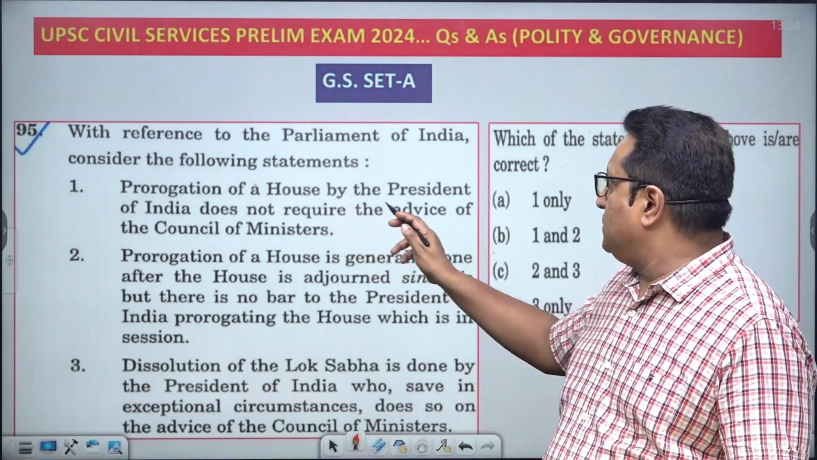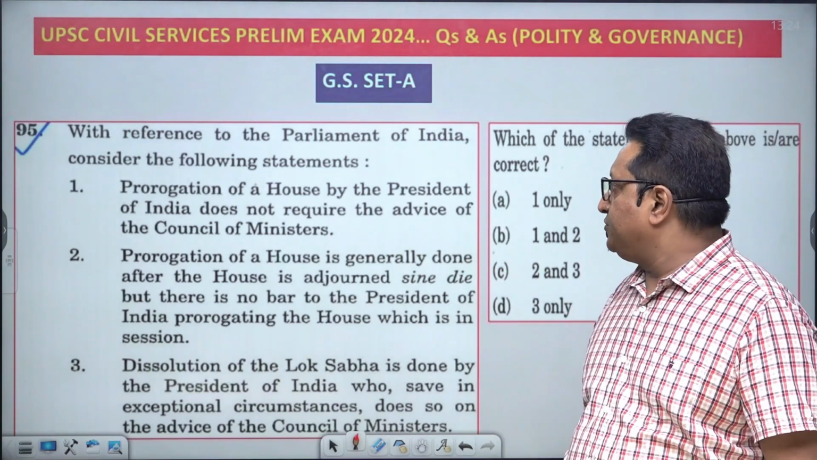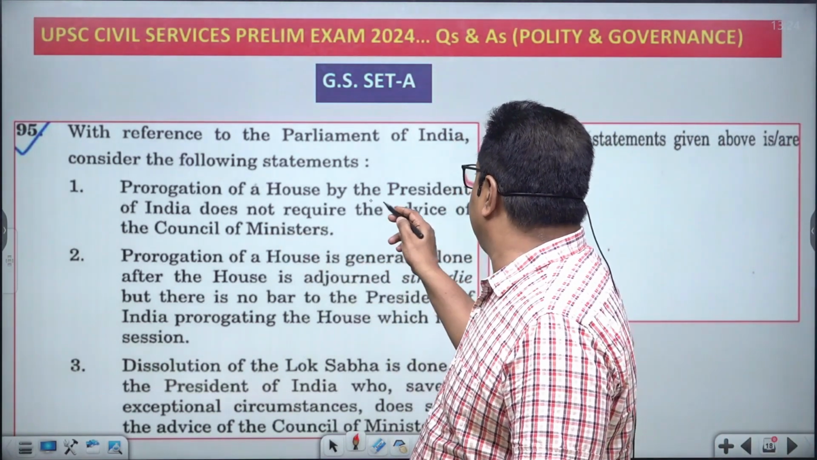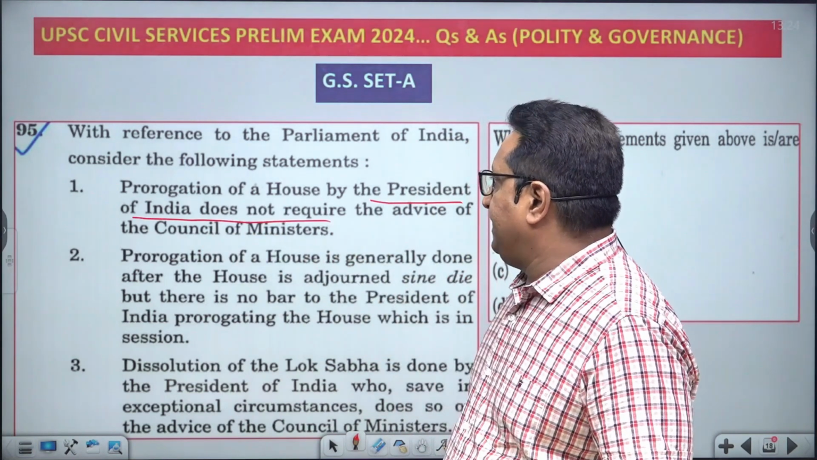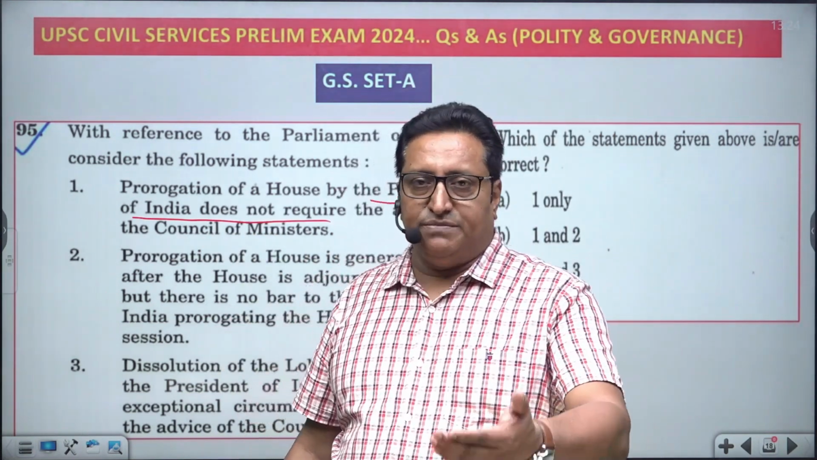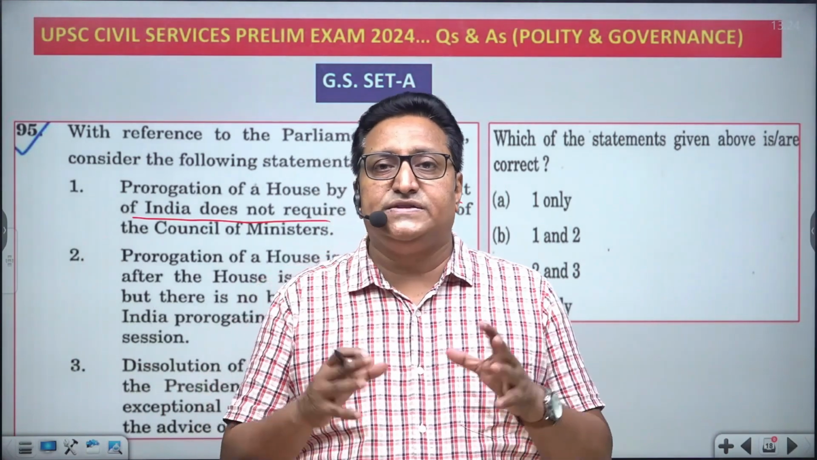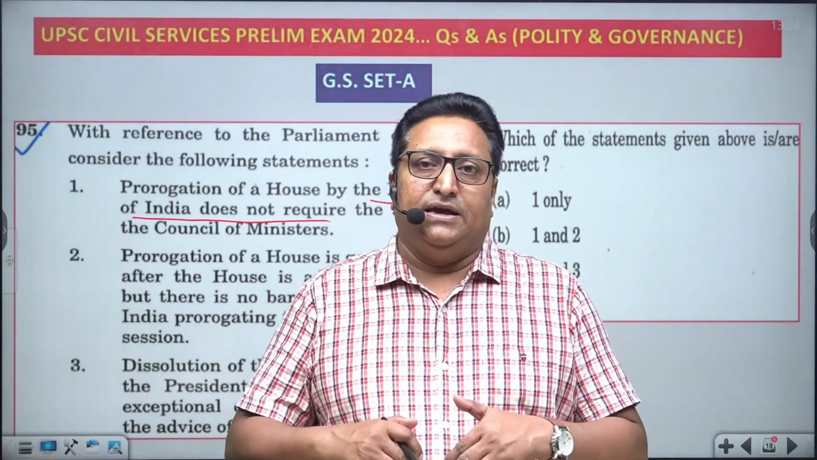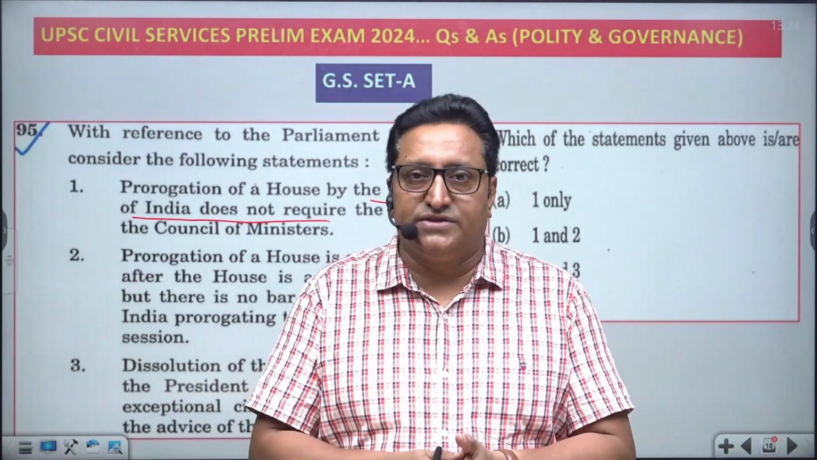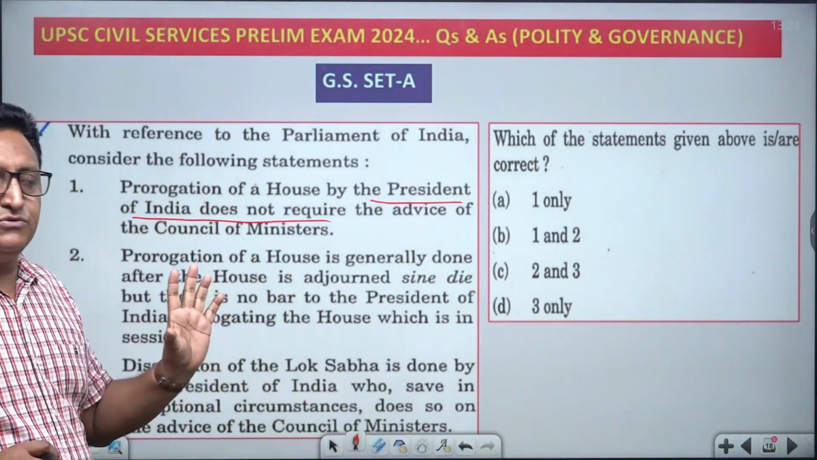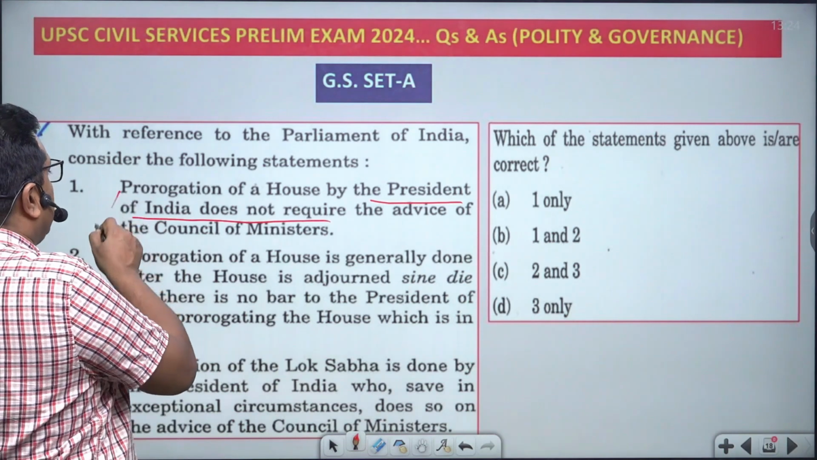Prorogation of a house by the President of India does not require the advice of the Council of Ministers. No, it has to be done on the advice of the Council of Ministers. Prorogation, summoning of the house, dissolution of the house, all these things are done by the President of India. I mean, he has the power, but he has to exercise that power on the recommendation of the government, that is Council of Ministers. So this is not correct.